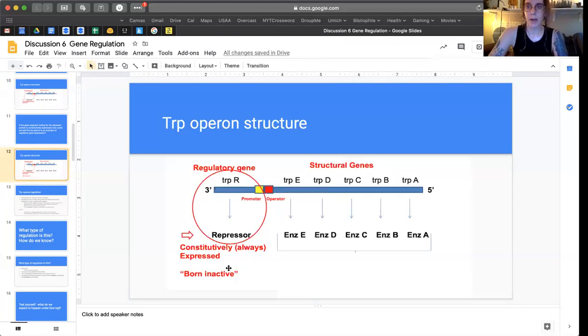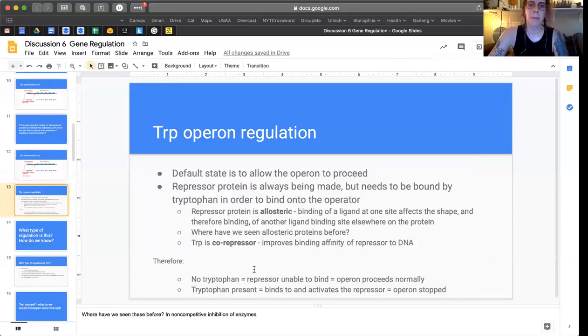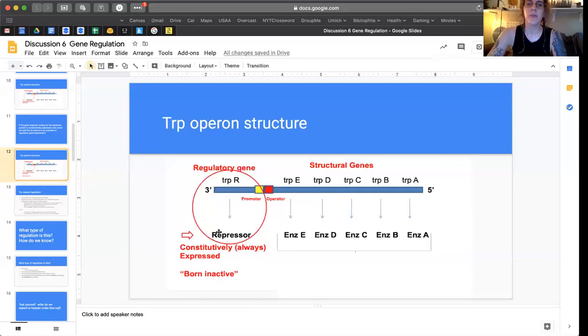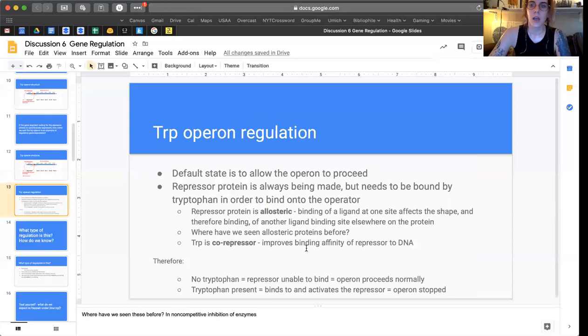Okay, and so in the TRP operon, we say that the repressor protein is born inactive. And so thinking about what that means, the default state of the repressor protein is to not bind to the DNA. So by default, even though these repressor proteins are being made, they're not going to be binding. They're just going to be floating out here and allowing transcription to occur. That changes due to the presence of tryptophan.